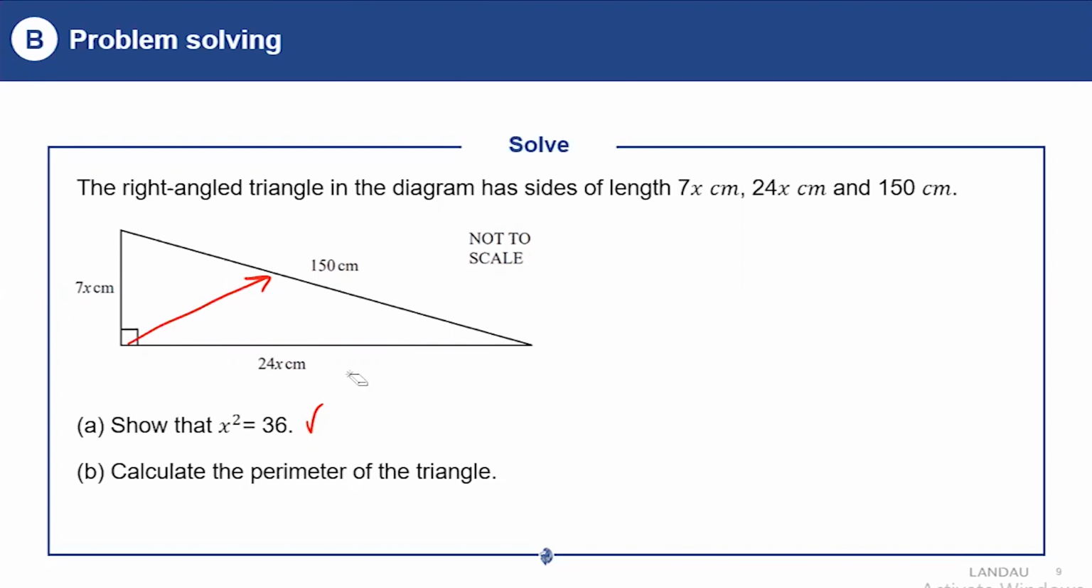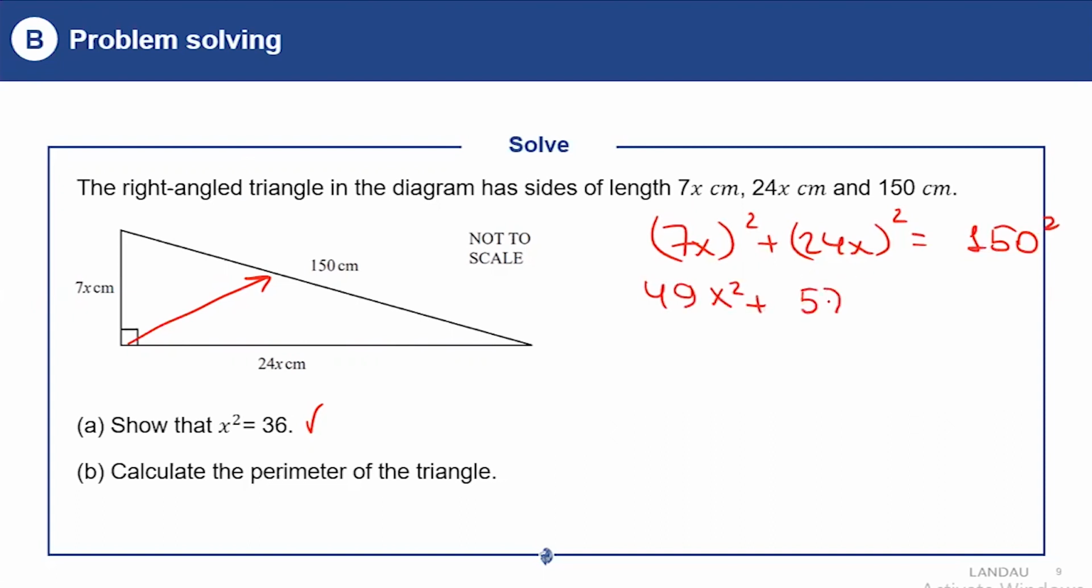For this reason, firstly, we need to apply the Pythagoras rule one more time. We will write (7x) squared plus (24x) squared equals 150 squared. So we will get 49x squared plus 576x squared, which will be 625x squared, equals, and 150 squared will be 22,500.